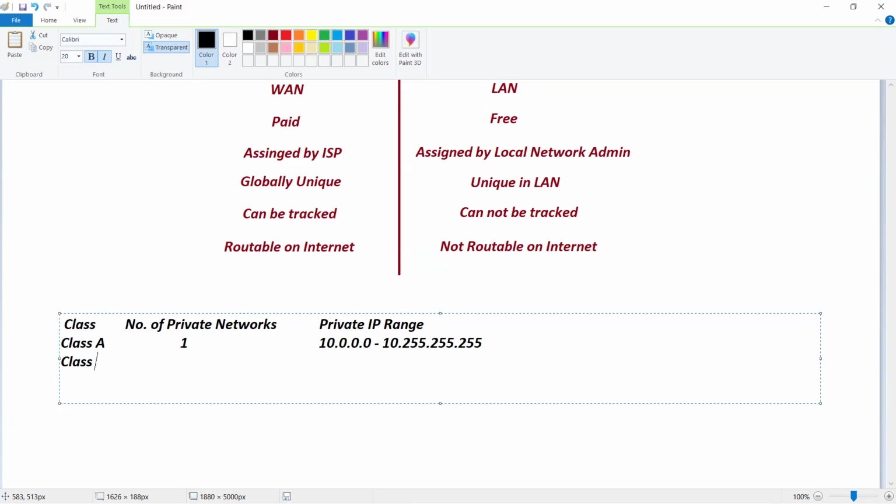In class B, 16 networks are reserved. The range is from here. In class C, 256 are reserved.